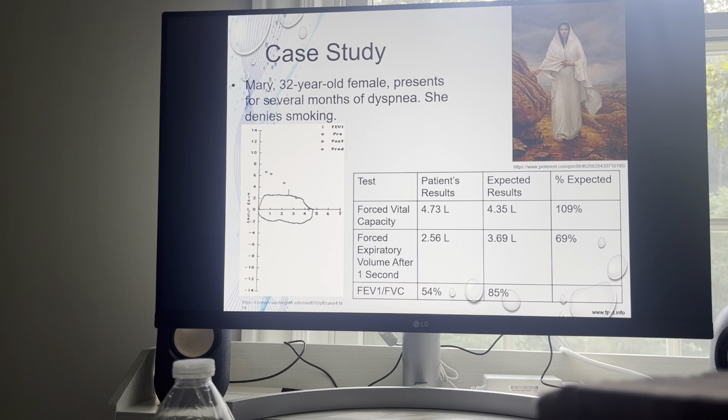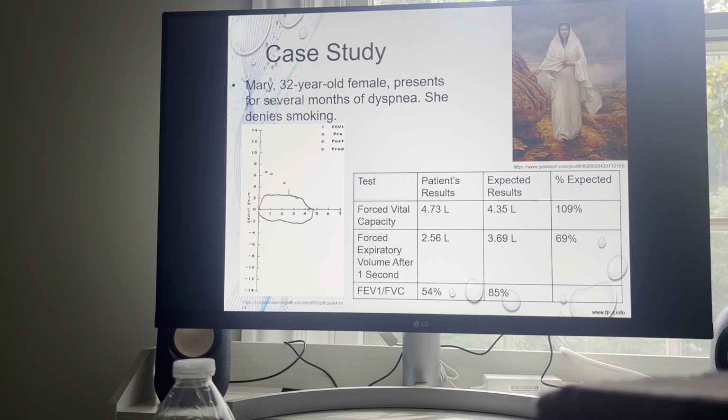Mary, she's 32. She doesn't smoke, but she's short of breath. Look at that flow loop. Just looking at the flow loop, what does that tell you? She has decreased inspiration, she has decreased expiration, she has obstruction. Now, if we would just have her chart, let's say we didn't have the flow loop, look at her FEV1 FVC, it's less than 70. We don't have post-bronchodilator on her, but just for FEV1 FVC ratio less than 70, we would probably diagnose her, correctly so, with obstructive lung disease.